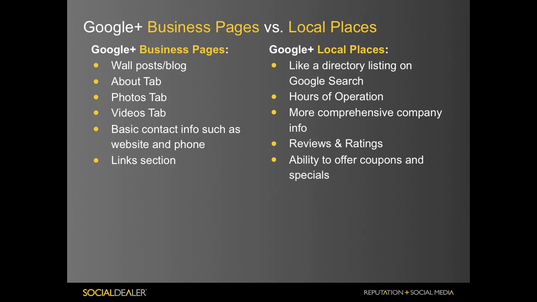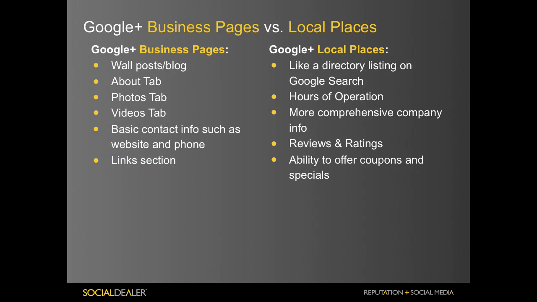So what I have here is a distinction for you between what a Google Plus page is and a local place or a local listing. Pages are a lot like a blog would be. You can put posts on your wall, much like you would on a blog. There are a couple of tabs: an About tab, a video tab, and a Photos tab. You can put some basic information such as website and phone number, and you can put some links up there. Pages are very simple.